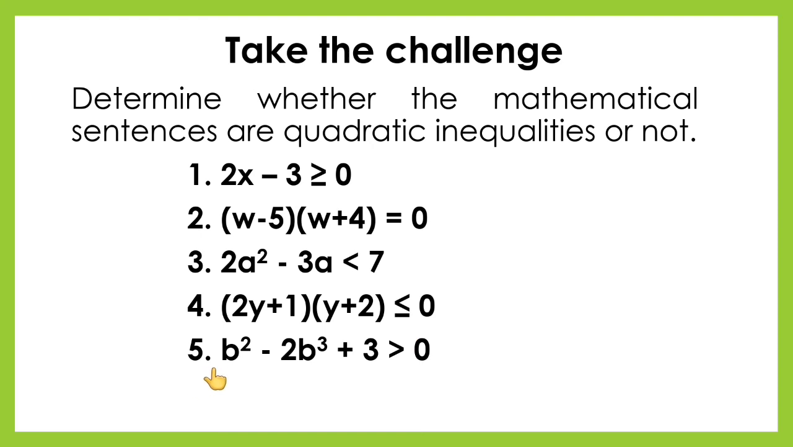Number 5, b squared minus 2b cubed plus 3 is greater than 0. And for number 6, h squared minus 2b plus 1 is greater than h squared minus 5. Okay, good luck in taking the challenge.